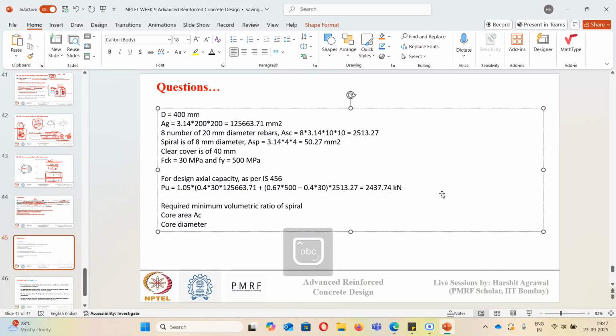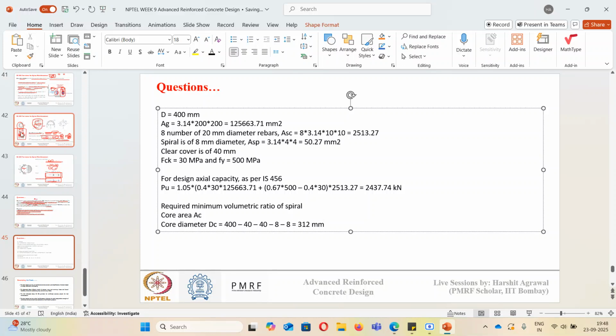Okay, so core diameter DC is nothing but subtracting the cover. So total diameter is 400 mm. From 400 I will subtract the clear cover from both sides, 40 minus 40, and then I need to subtract the spiral reinforcement diameter from both sides. So it will be 8 minus 8. This gives me a core diameter of 312 mm.